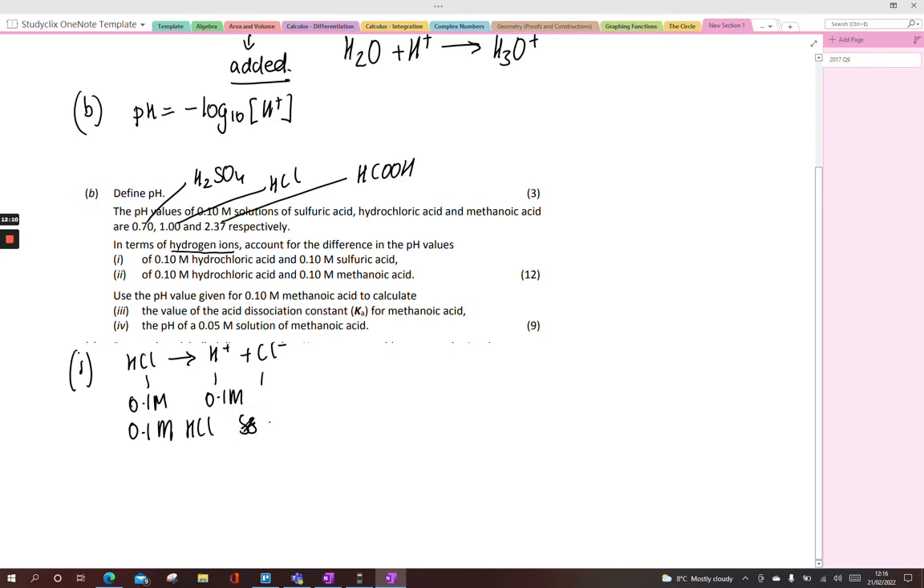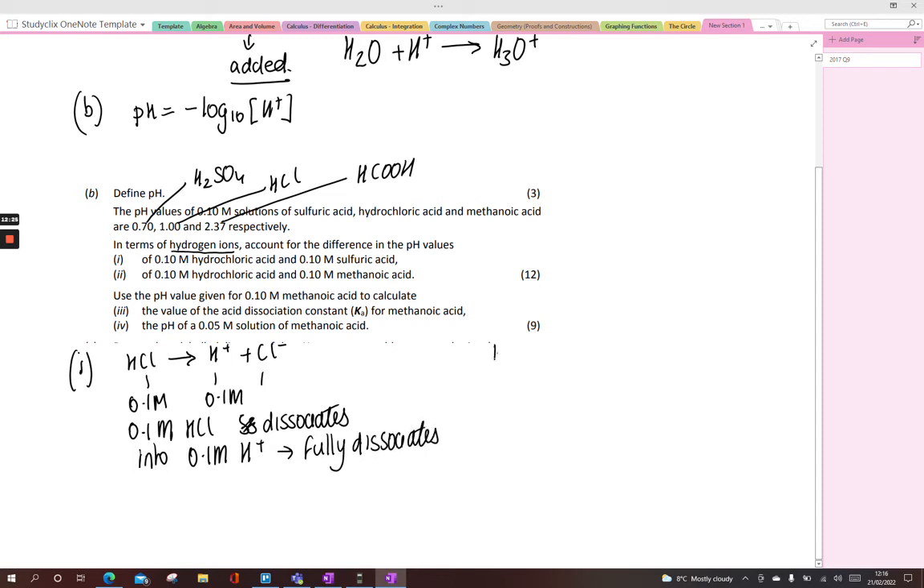I'm supposed to say dissociates. It dissociates into 0.1 molar hydrogen ions. It fully dissociates, as it's a strong acid.